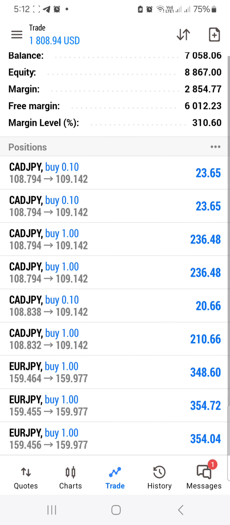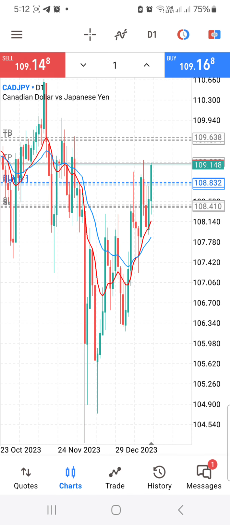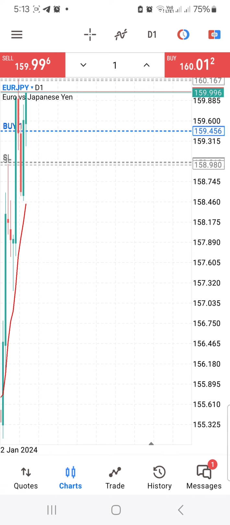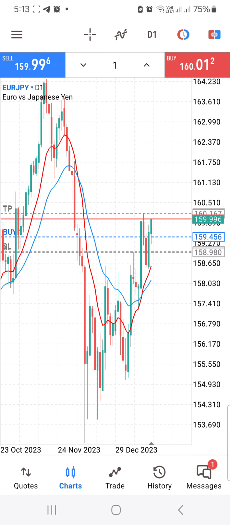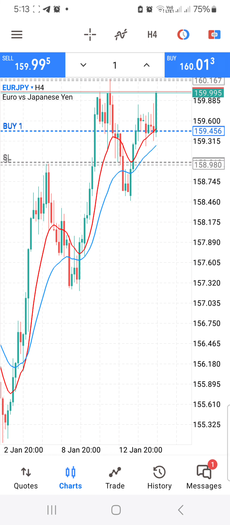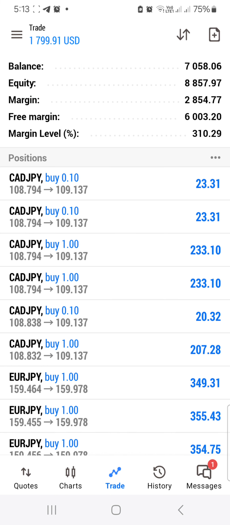And let me check. Euro JPY is the next trade. We have two trades here, plenty of trades in two currencies. So let me check for Euro JPY. The trading is trading. It's all looking good. Oh, this one will soon take profit too. It's looking all beautiful. Okay, this one has a little bit of a long way to go.